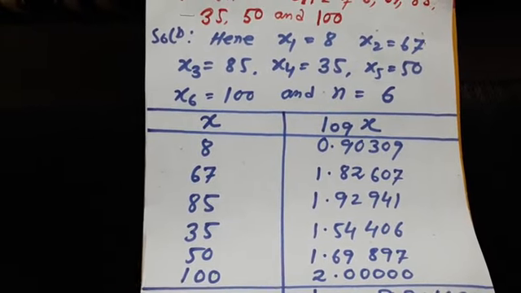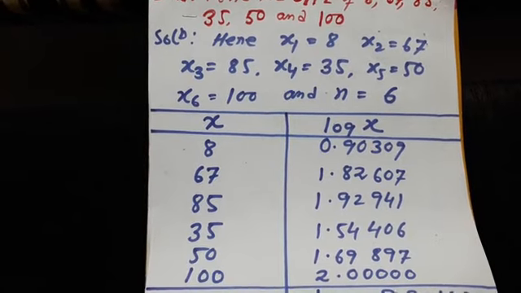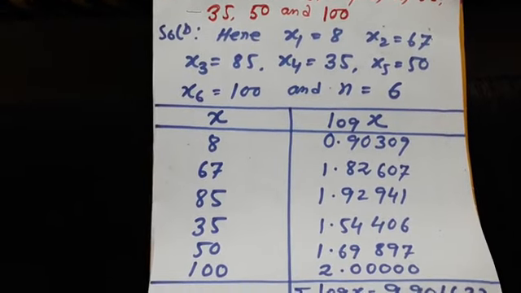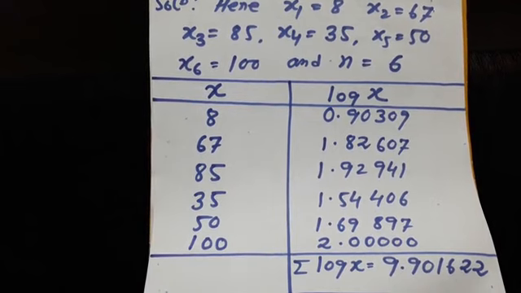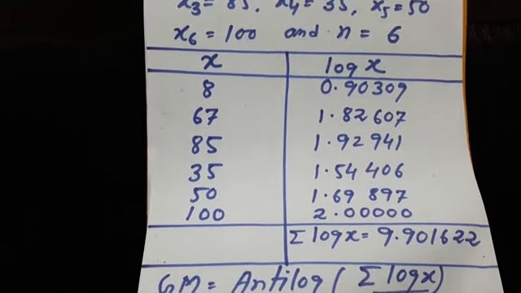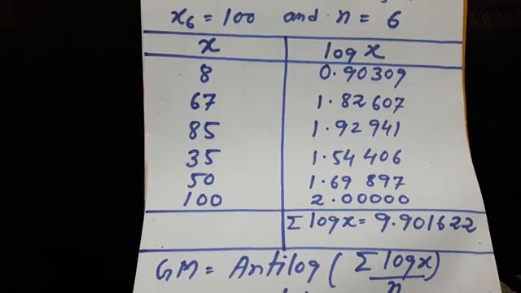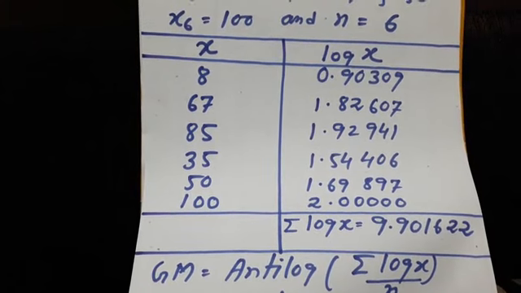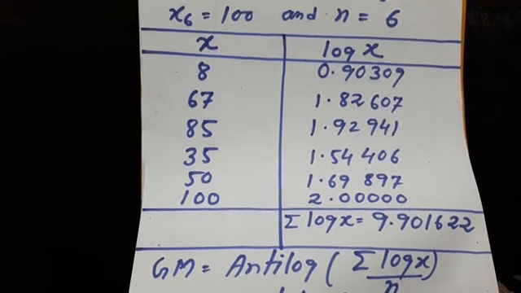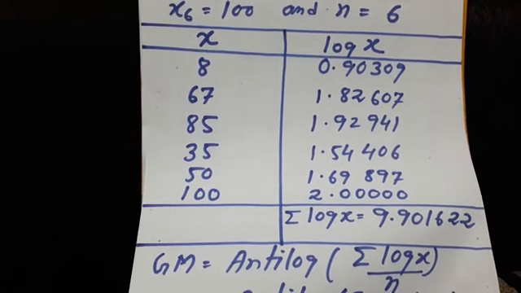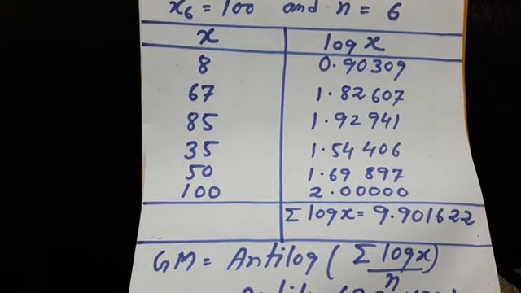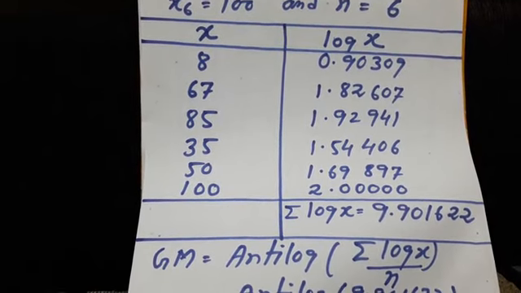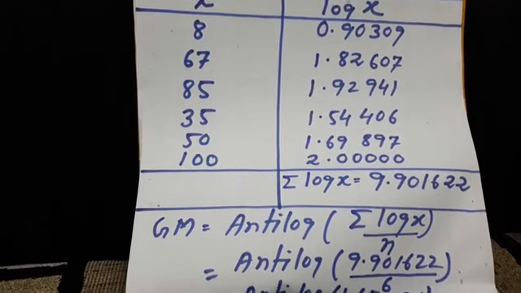Now I have added up all the log values, and I have got this result. Summation log x equals 9.901622. But what is the formula here? This is our formula. GM equals antilog of summation log x by n. So summation log x we already have got from the table, and n is 6.